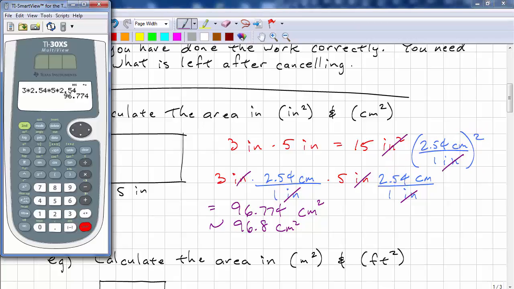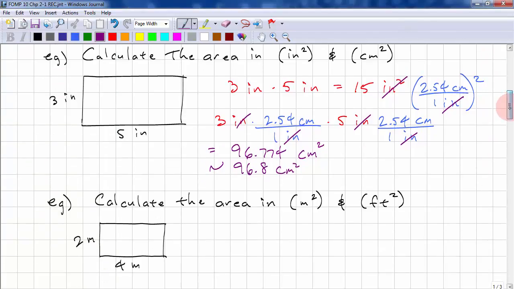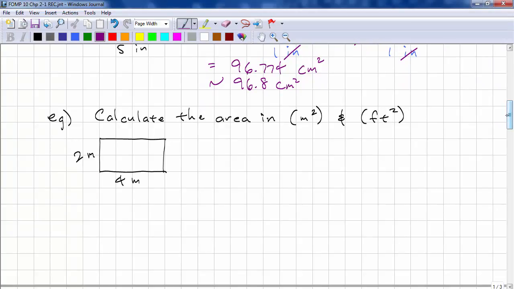And we enter this on the calculator. 15 times 2.54 squared. And we get the same answer. Okay, if you don't have a BEDMAS calculator, you need to do 15 times bracket 2.54 squared and then bracket. And you'll get the same answer. Okay, you should try the next one on your own and then check your answer. So pause now, do the work, and check your answer.